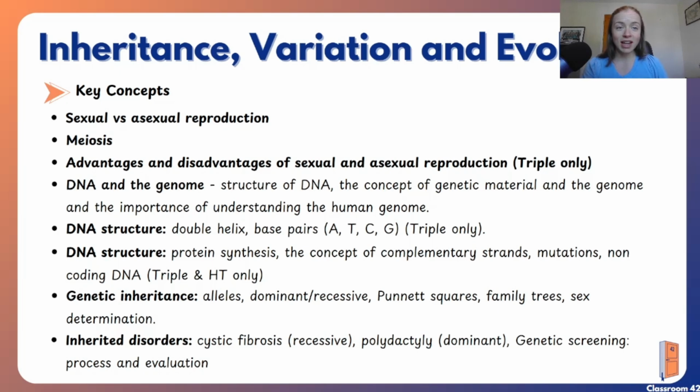And then finally, you also need to have an awareness of some examples of inherited disorders such as cystic fibrosis, which is a recessive trait, polydactyly, which is caused by a dominant allele, and also genetic screening, what the process of genetic screening is, and have some evaluative points ready, considering the societal, ethical, potentially political impact of that as well.